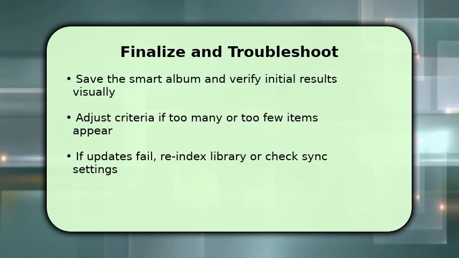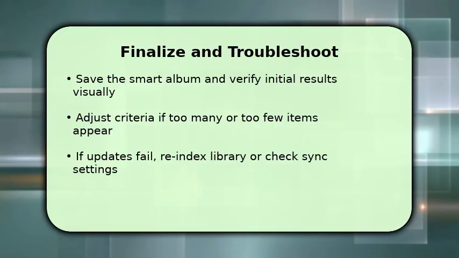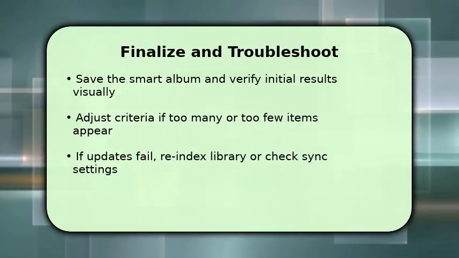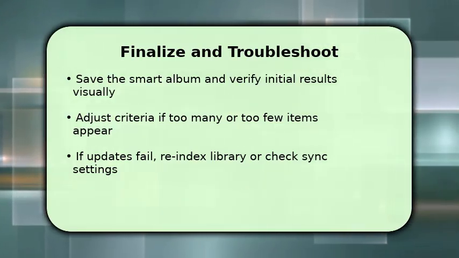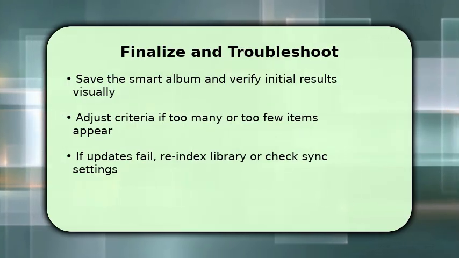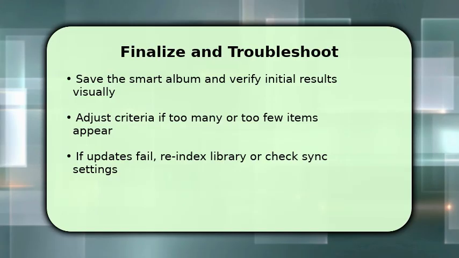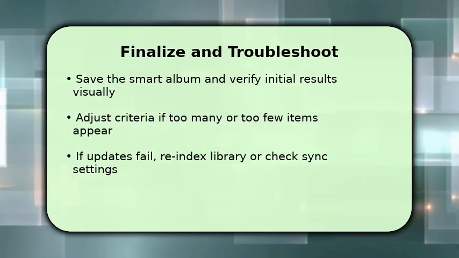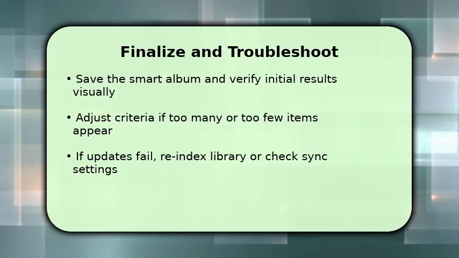To finish, save the Smart Album and review the first set of results to confirm it matches expectations. If you see too many or too few items, tweak your criteria, loosen OR rules to broaden, or add exclusions to tighten. Make incremental changes and reevaluate after each tweak so you understand the effect.